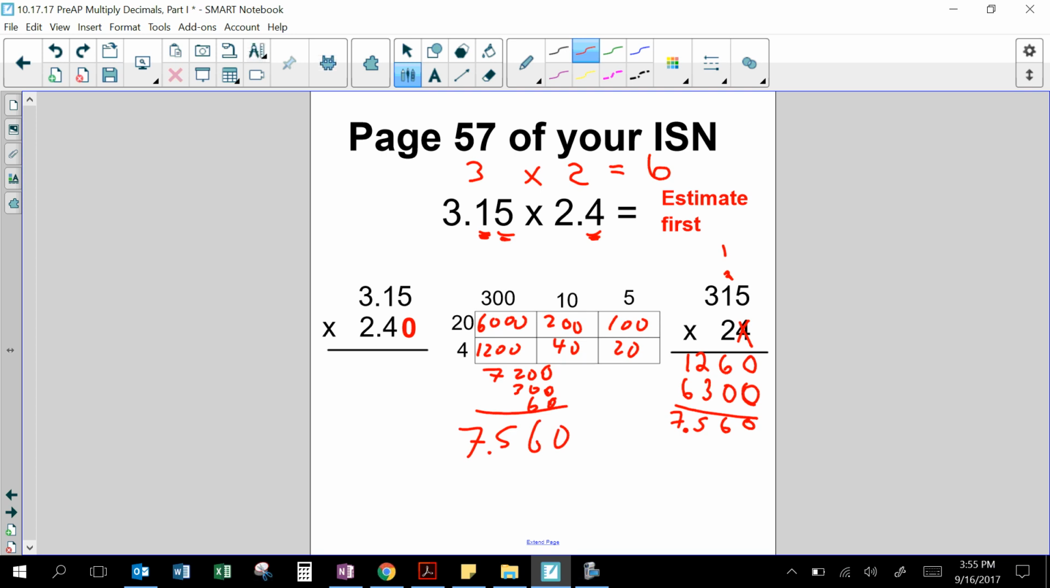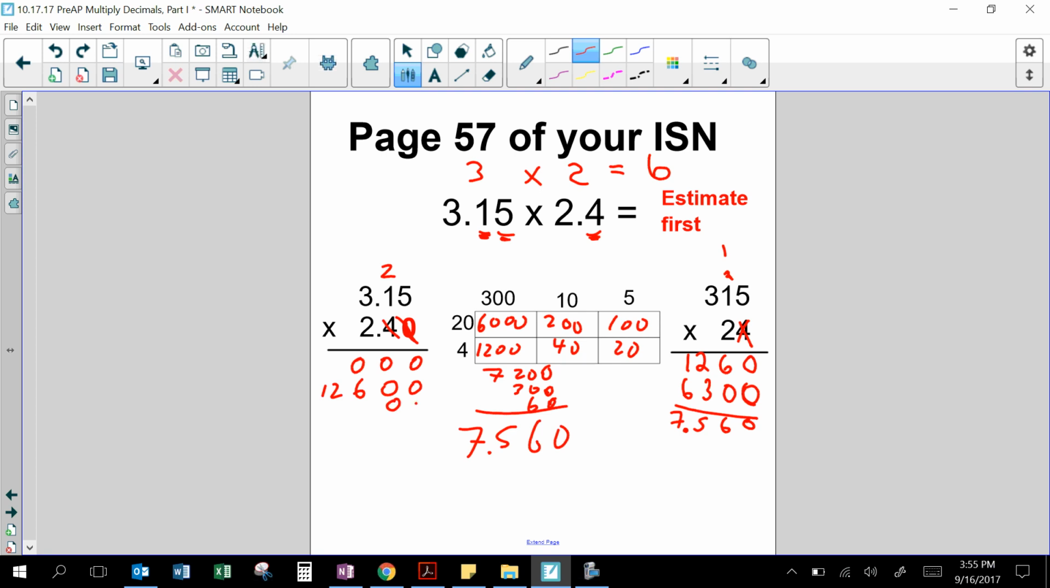And if you prefer lining up this way, again, there's nothing wrong with this way. If you are going to line it up, make sure you affix a 0 here. 0 times 5 is 0. 0 times 1 is 0. 0 times 3 is 0. We're done with this place value, so put a 0 here. 4 times 5 is 20. Carry the 2. 4 times 1 is 4 plus 2 is 6. 4 times 3 is 12. We're done with this one.